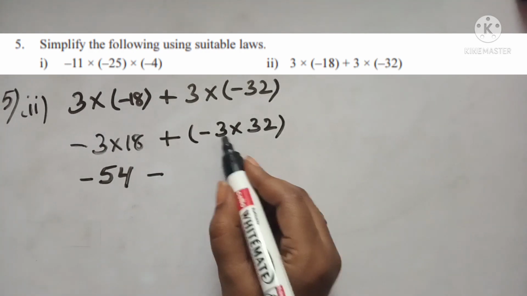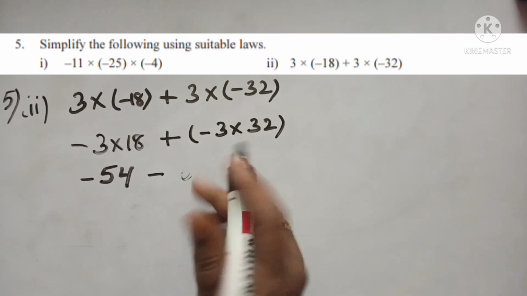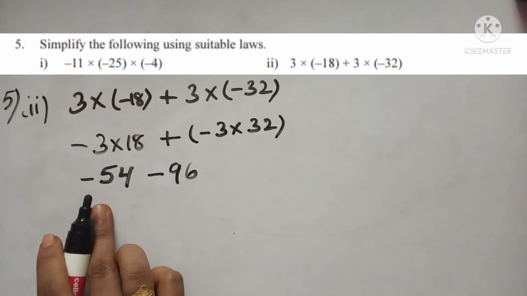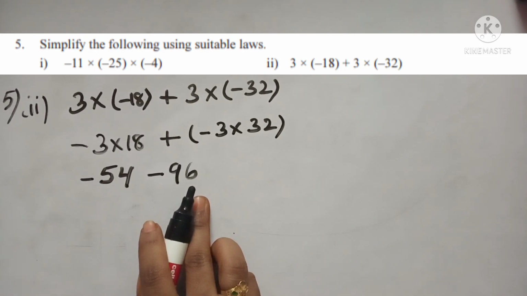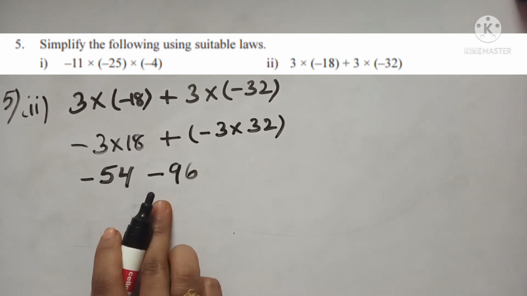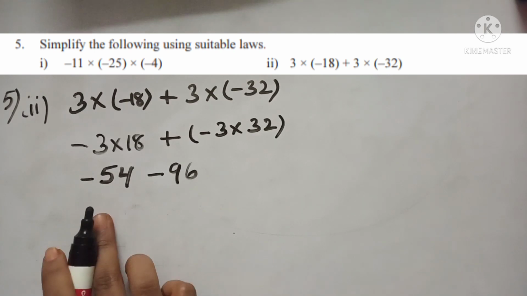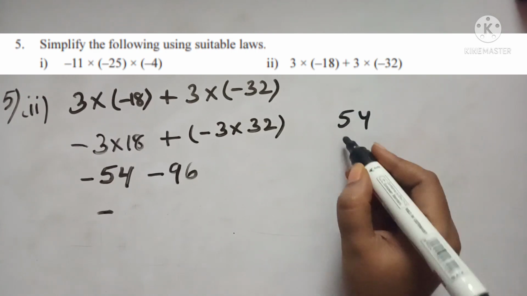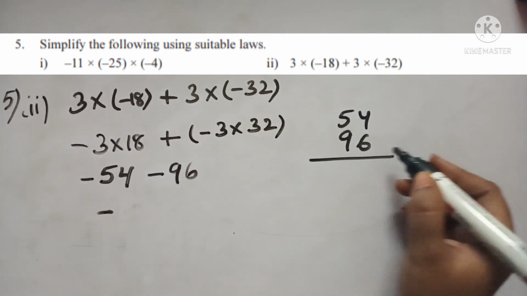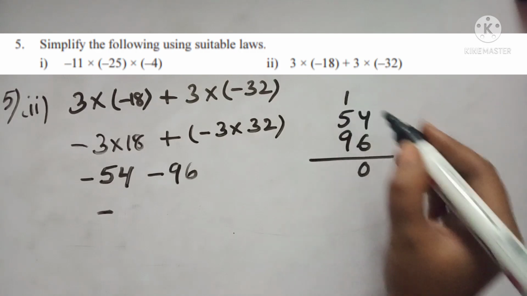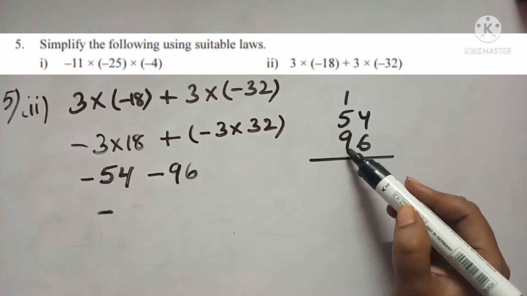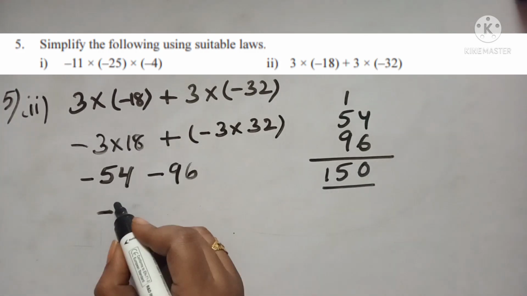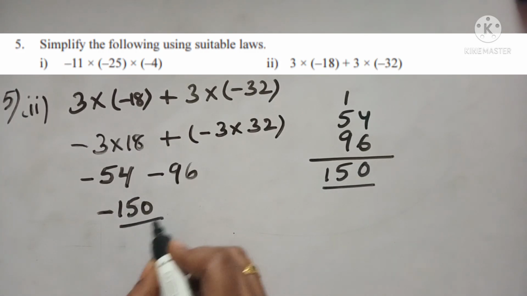3 into 32. 3 2s are 6, 3 3s are 9. So minus 54 minus 96. Both of them have the same sign, so we have to add and keep the minus sign. So minus 54 and 96, add them. 6 plus 4 is 10. 1 plus 5 is 6. 6 plus 9 is 15. So we get minus 150 as the answer.